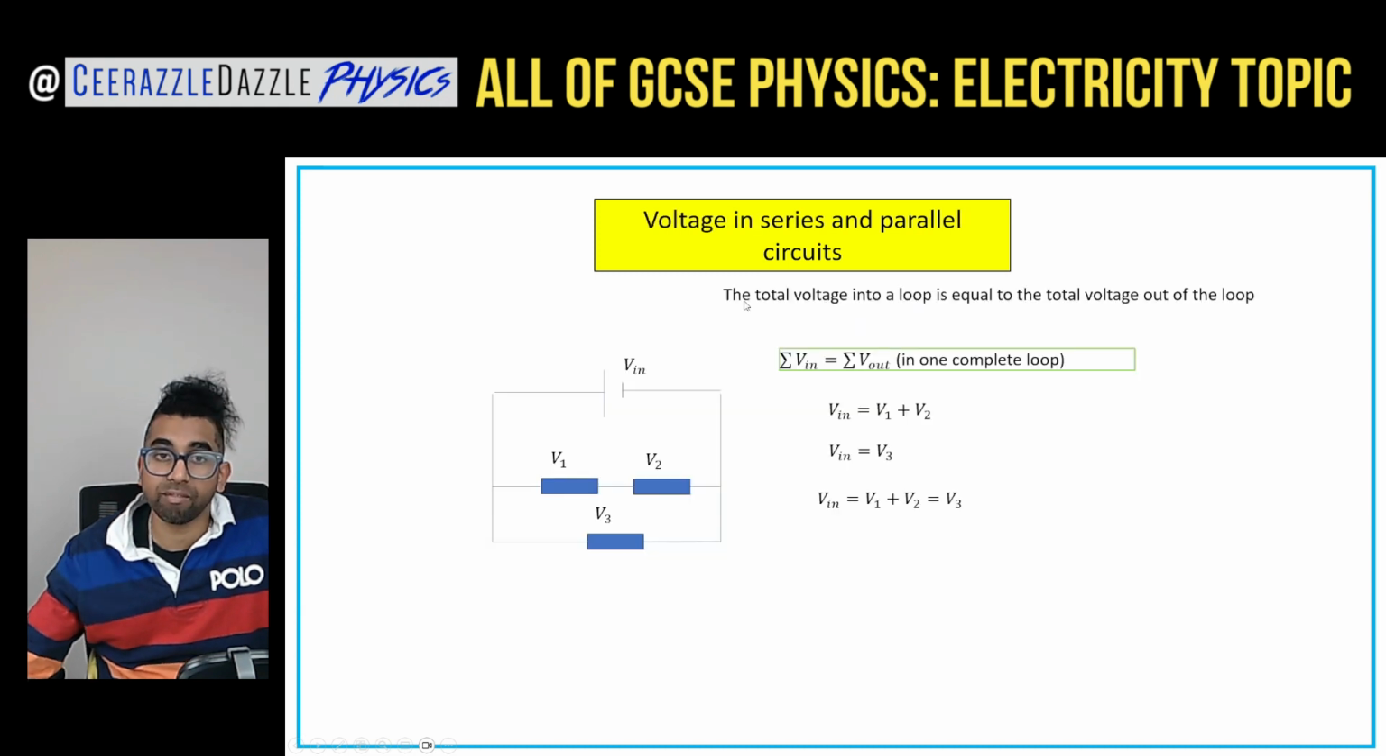Easy stuff. Voltage in series and parallel circuits. The total voltage into a loop is equal to the total voltage out of the loop. So look over here, the sum of the voltage in is equal to the sum of the voltage out in one complete loop. That basically means this. Look, we've got one loop there and one loop over here, back to the center. So look, V in is equal to V1 plus V2. Yes, over there. And also we know that the V in is also equal to V3. So this voltage across here is the same voltage across this one over here.